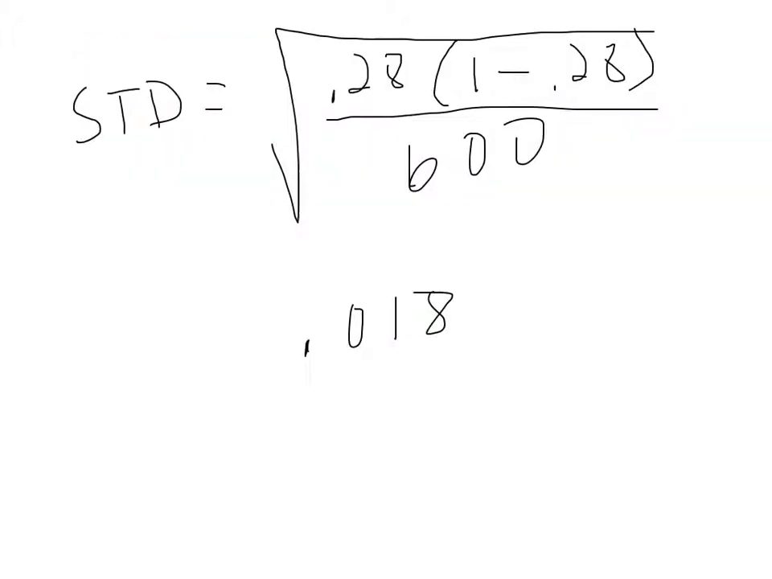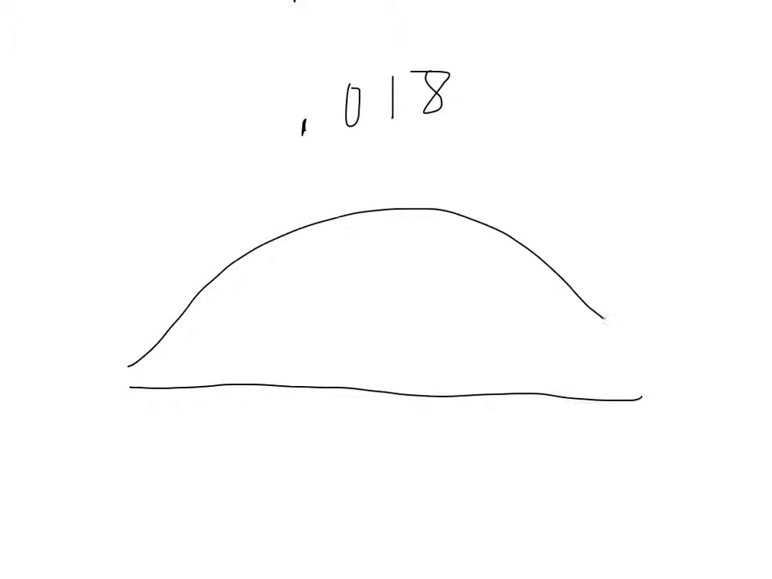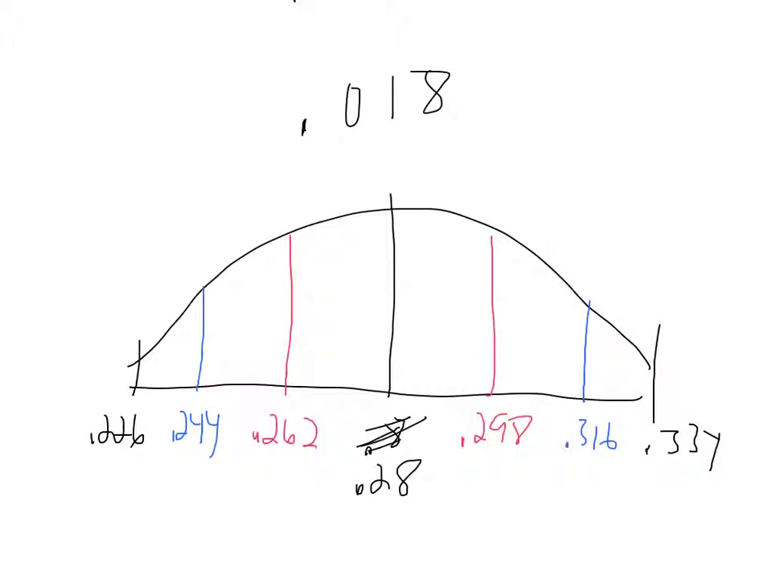To calculate the standard deviation for the sampling distribution, I used the 28% as my p, and the sample size is 600, and calculated that. Now we want to set up that normal curve so we can understand what's going on with it a little better. So make a little sketch, put 0.28 in the middle, and set up my normal distribution, use it for the 68, 95, 99.7 rule, and that's what it looks like.